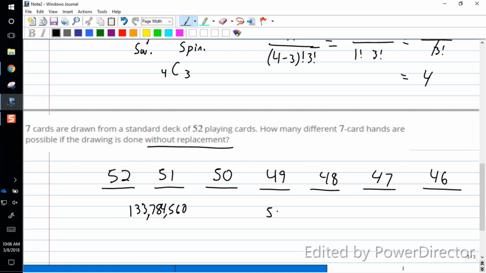Now, what do you get if you try 52 factorial divided by 52 minus 7 factorial times 7 factorial? Just do the combination 52C7 and see what it gives you. So you can think about it either way. You can think about it in a common sense, intuitive way, and just put the blanks up there and figure it out. Or you can make it the problem 52C7.